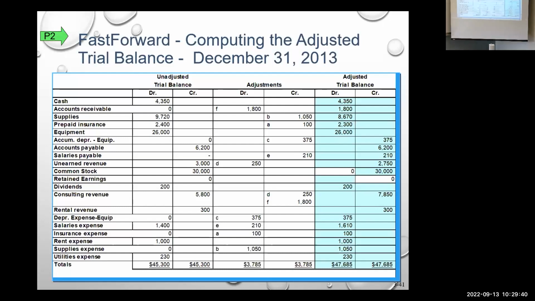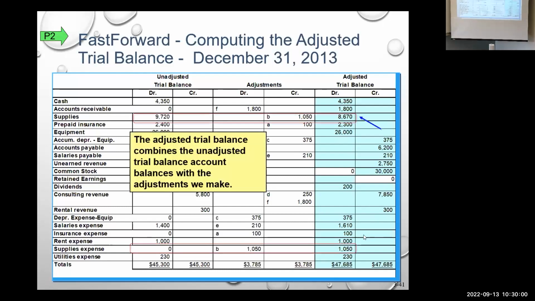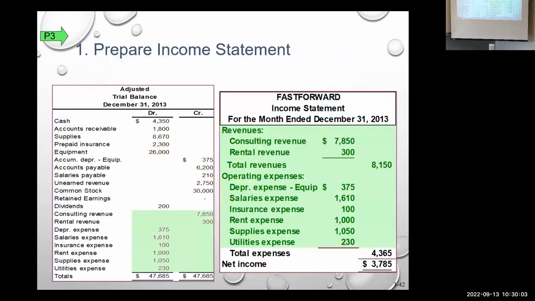Then after that, you've got your adjusted trial balance. Then you're gonna take your adjusted trial balance and make your financial statements. What is the first financial statement we'll create? Income statement, fantastic. And the income statement is right here in front of you. So you're gonna just take those numbers, 7,850, 300, 375. Put them right here. Questions?